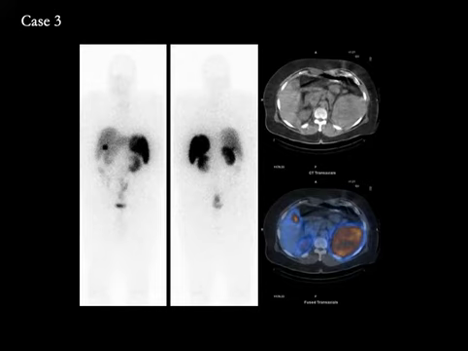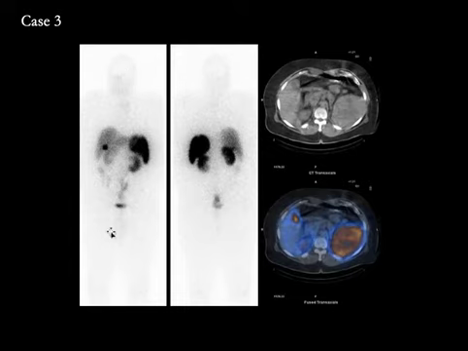Case number 3 shows a great example of an artifact and the utility of doing a SPECT CT. We are looking at whole body images in anterior and posterior projections. The spleen appears enlarged, shows intense physiologic uptake. The liver shows a focal uptake at the inferior edge. There is excretion from the kidneys into the bladder, physiologic bowel and urinary bladder activity.